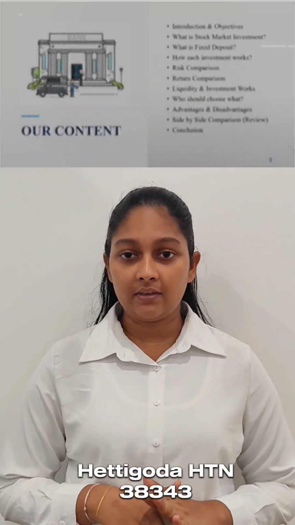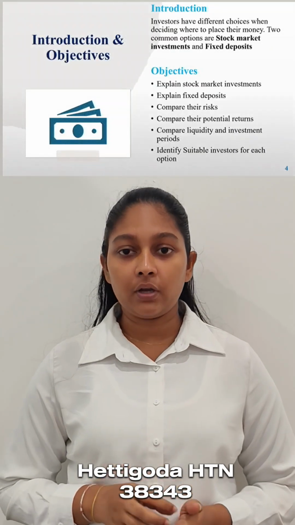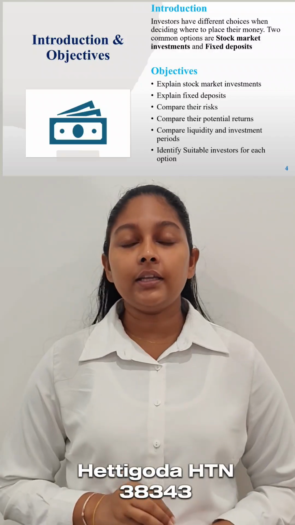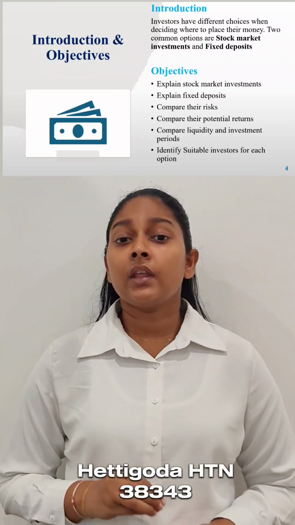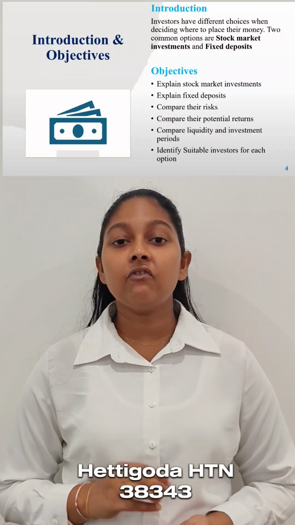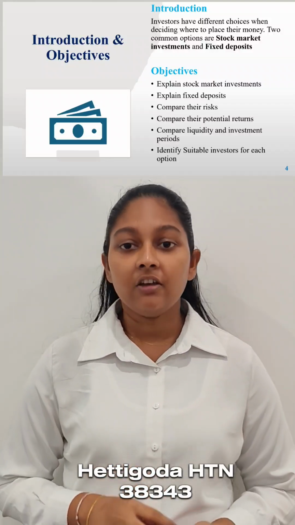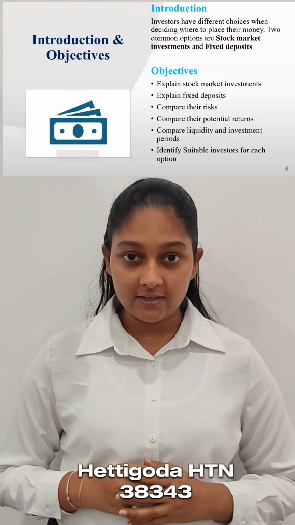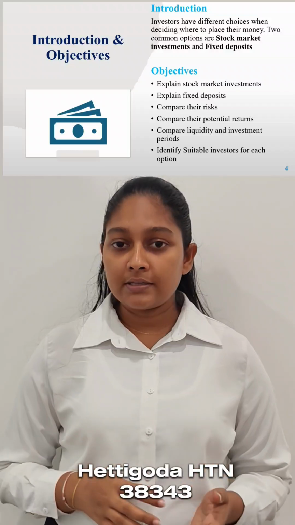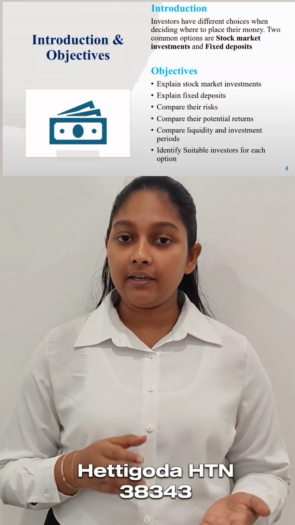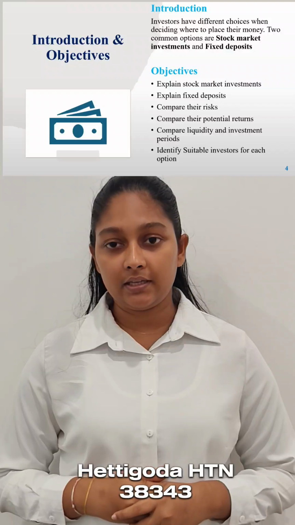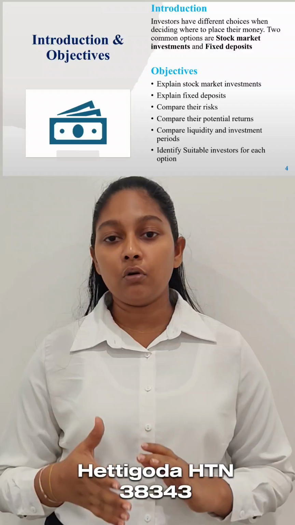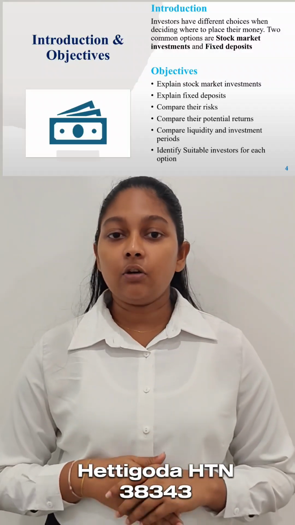When people have savings, they have different options for investing their money. Two common investment options are stock market investment and fixed deposits. In this presentation, we will explain what stock market investment and fixed deposit are, how each investment works, and the main differences between them. We will also compare their risk, potential returns, liquidity, and investment periods. Finally, we will identify which type of investor may be more suitable for each investment option.